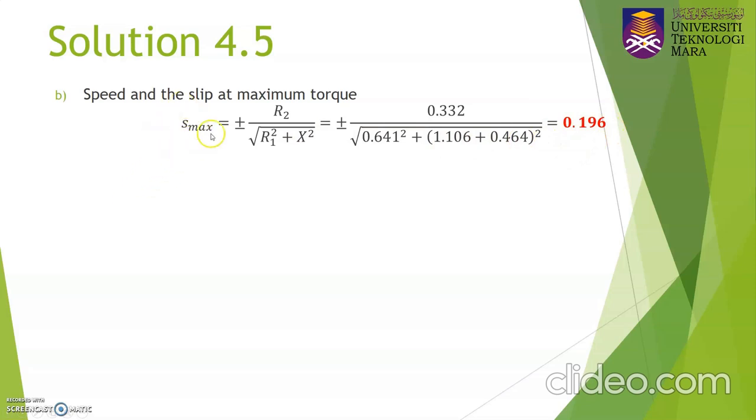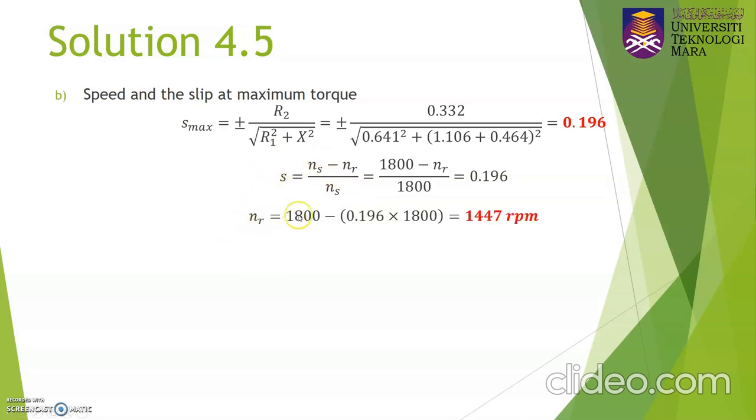Based on this S max, you need to calculate the rotor speed. You know the formula: rotor speed Nr is equal to Ns minus Ns multiplied by s. So Nr is equal to Ns, which is 1800, minus the new s, which is S max, 0.196, multiplied by the synchronous speed Ns. So you get the rotor speed when the maximum torque happens as 1447 RPM.